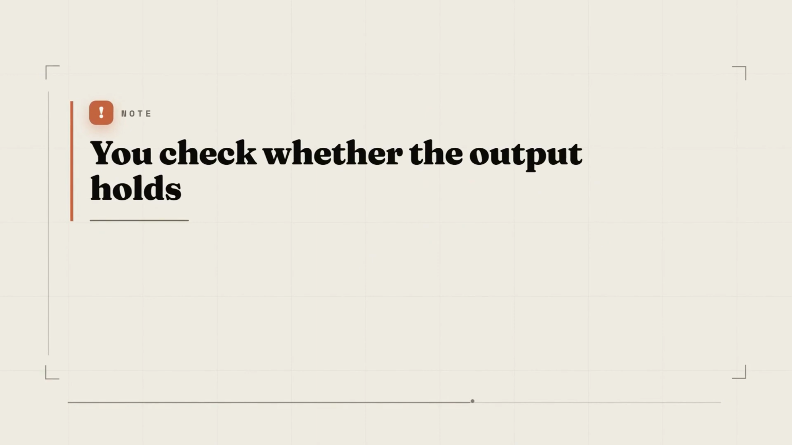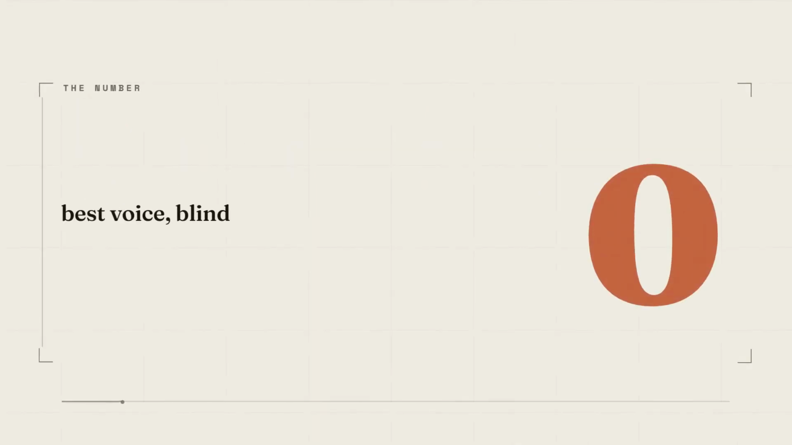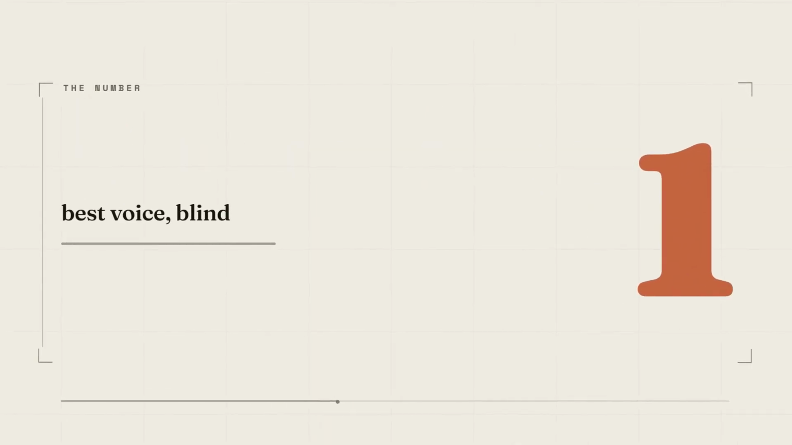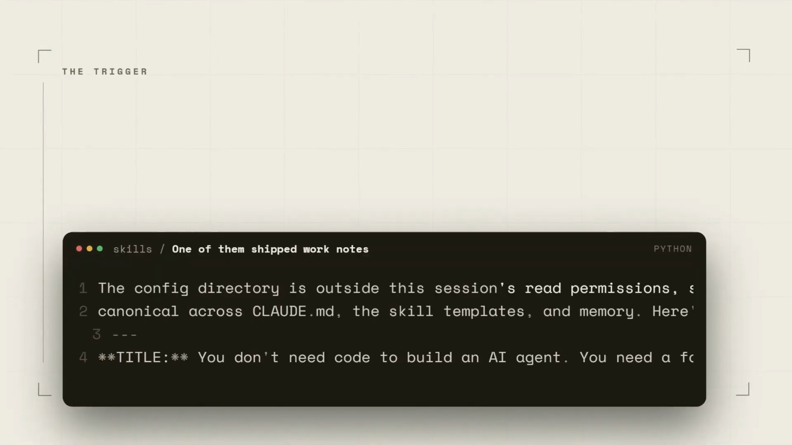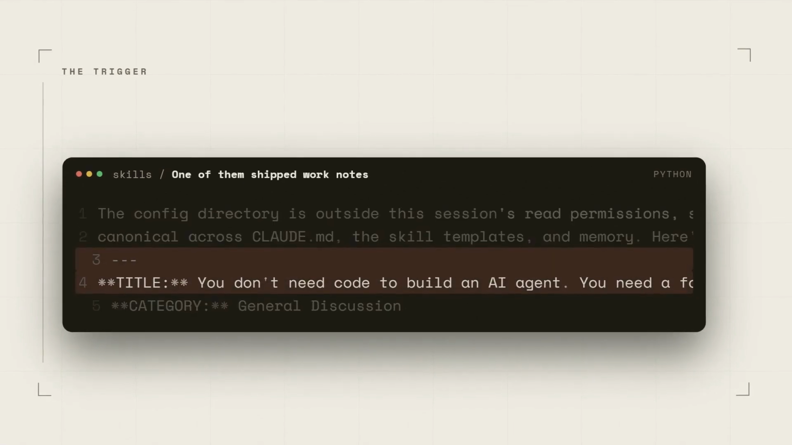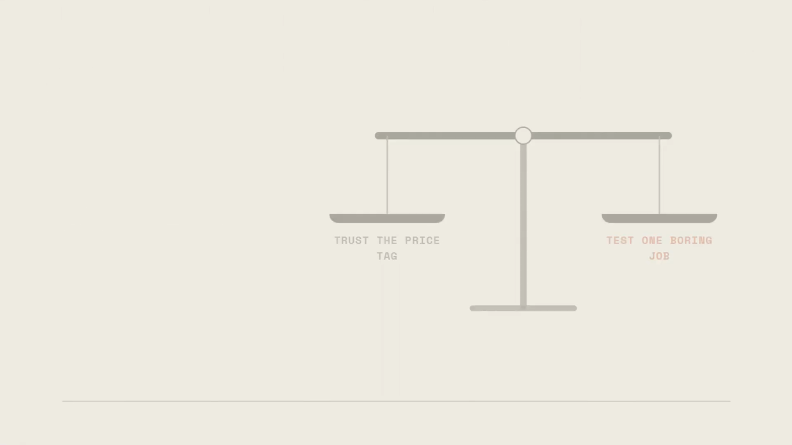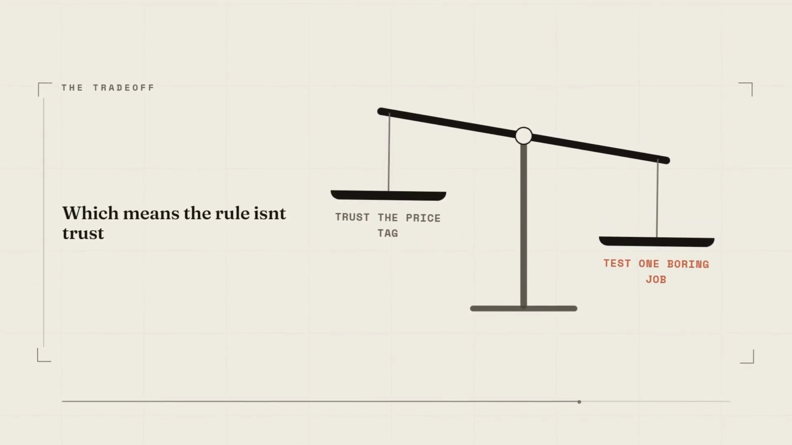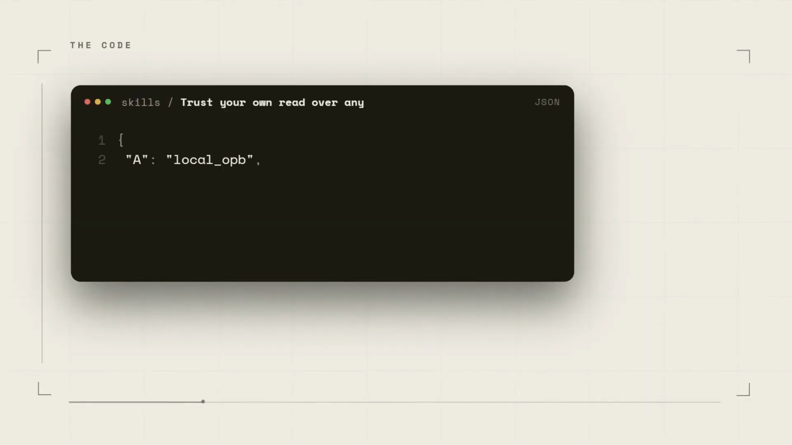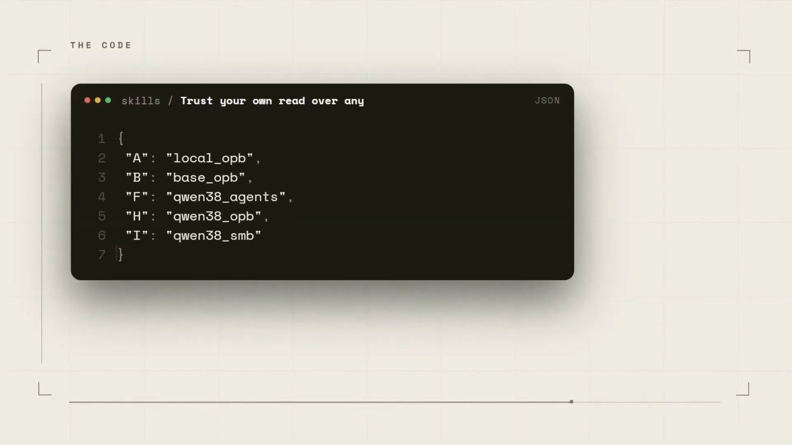In my own blind pilot, 3 engines and 3 identical briefs and a sealed critic, the Qwen 3.8 clean post ranked first of 9 on voice. But here is the catch that flipped my whole week. All 3 engines, including the expensive ones, broke the output contract on longer jobs. One of them shipped work notes and rulers and headers when I had said output only the post, every single one, which means the rule is not trust the expensive one. The rule is test one boring real job blind. Trust your own read over any chart or any price tag.